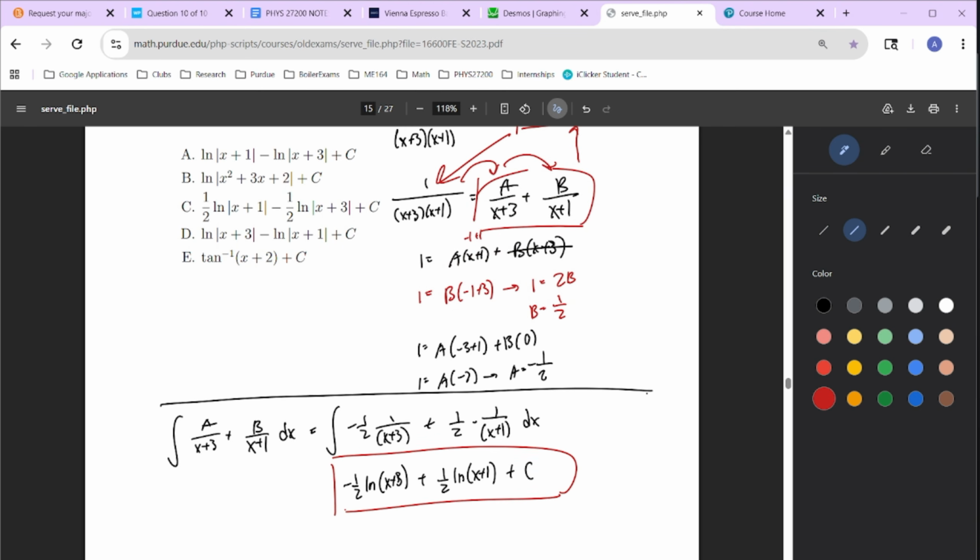Our integral is best represented by answer choice C. 1/2 of natural log of absolute value of x plus 1 minus 1/2 of natural log of absolute value of x plus 3, and then plus c at the very end.